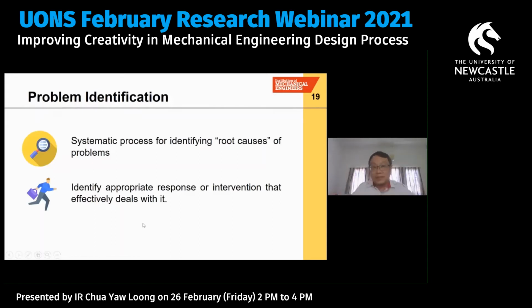The first stage I mentioned, problem identification: what is that all about? It's a very systematic process to identify the root cause of the problem. You cannot give the wrong root cause. You must know what you are tackling. Only when you have identified your root cause correctly can you come up with your so-called countermeasures or interventions or responses, as you want to call them, which will be in your second stage.